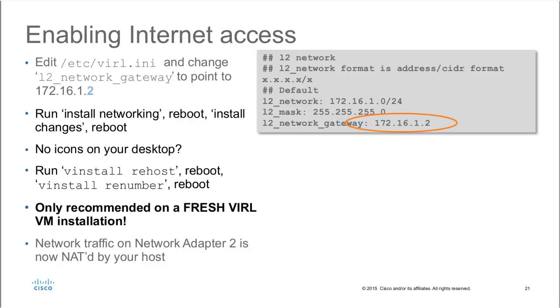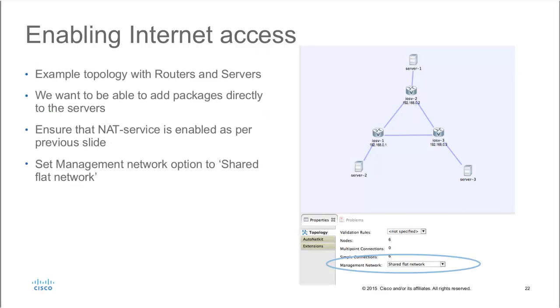Okay, so VMware uses a NAT device that sits at that address, 172.16.1.2. Normally our gateway will be set to 1.1, but if you change it to 1.2 and then run through the steps, the vinstall rehost, the vinstall renumber, what happens is when those virtual machines are spun up and you connect them to a shared flat network, so here what we're doing is we're taking our out-of-band management network and saying we are using a shared flat network, each one of these devices that you see in the diagram will then come up on that network.